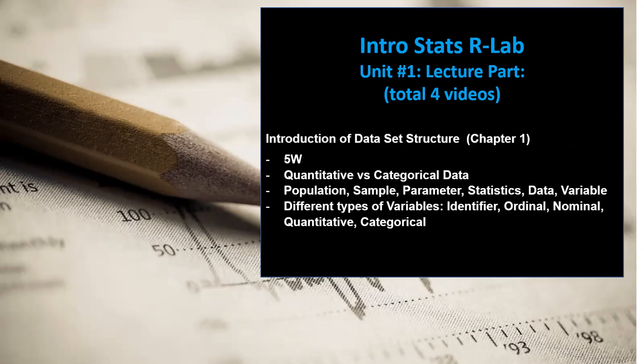The first one is the 5Ws. You need to know what the 5Ws are. A good data set should have 5Ws. In the video, we're going to talk about what the 5Ws are, like who, what, when, those things. All right, so you need to pay attention to the 5Ws.